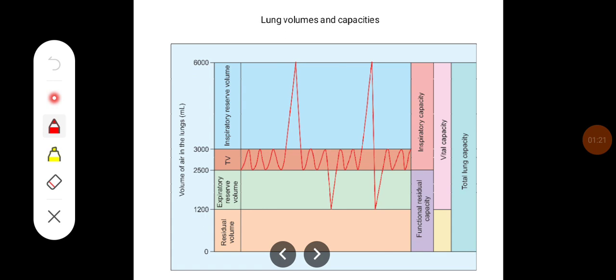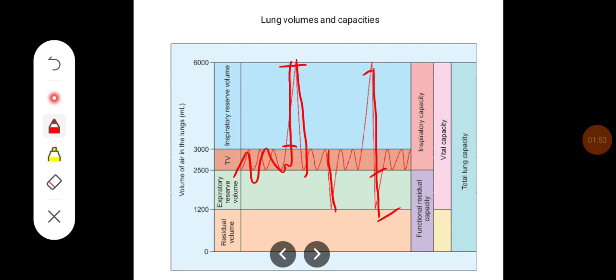So this is the diagram showing the different lung volumes and capacities. This is the tidal volume and this is the inspiratory reserve volume, from this point to this point. This is the inspiratory capacity, tidal volume plus inspiratory reserve volume, and this is the expiratory capacity, that is the tidal volume plus expiratory reserve volume. This is the vital capacity, which includes inspiratory capacity plus expiratory reserve volume, and this is the total lung capacity, which is the combination of vital capacity and the residual volume.